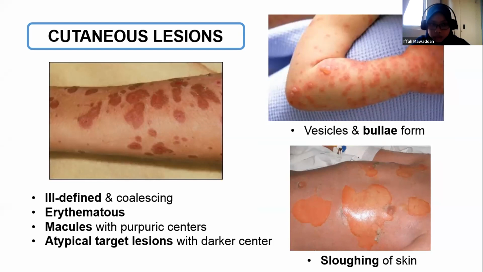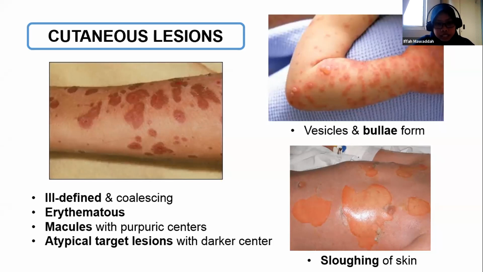Besides that, there's also atypical target lesion with darker center. Before this, I have mentioned that typical target lesion is the characteristic of erythema multiforme. Target lesion is actually a round skin lesion with 3 concentric color zones that have darker center, and then the ring around this center is paler pink with edema, and the last zone is bright red ring. That's typical target lesion for erythema multiforme. But in SJS, it is atypical target lesion, which means the lesion just shows 2 zones and indistinct border.